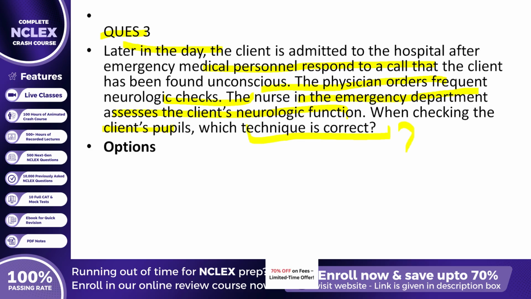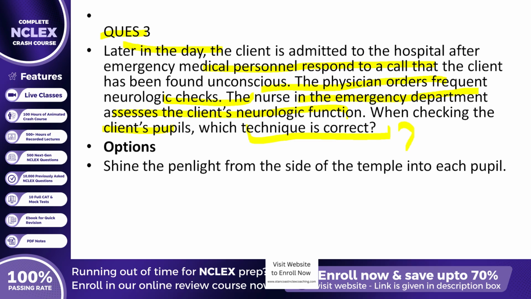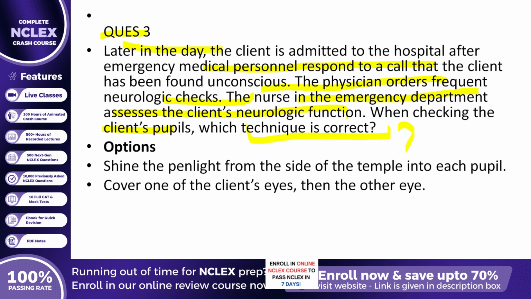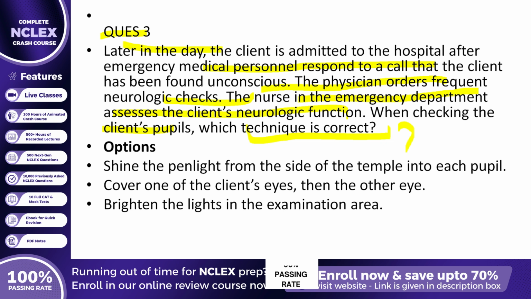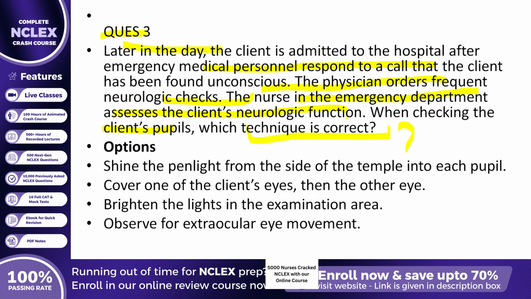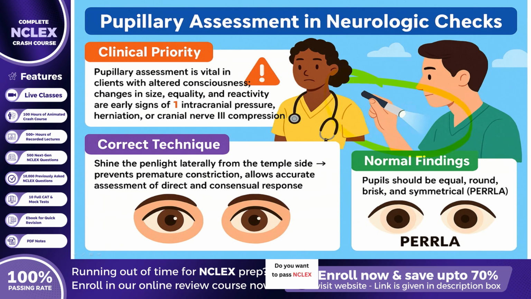Here are the options to consider. The first option is to shine the pen light from the side of the temple into each pupil. The second option is to cover one of the client's eyes, then the other eye. The third option is to brighten the lights in the examination area. And the fourth option is to observe for extraocular eye movement. The correct answer is option 1, which is to shine the pen light from the side of the temple into each pupil. Now, let us break this down step by step so you understand the reasoning clearly.